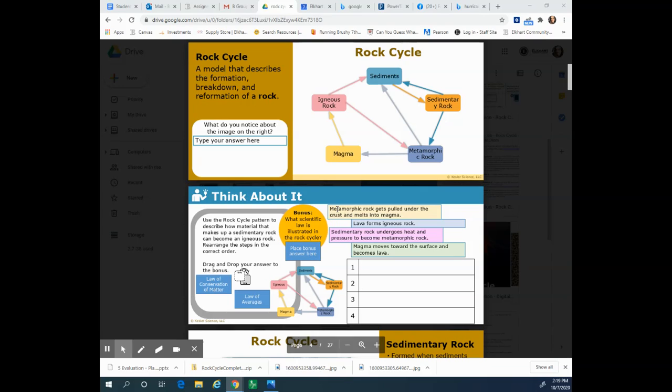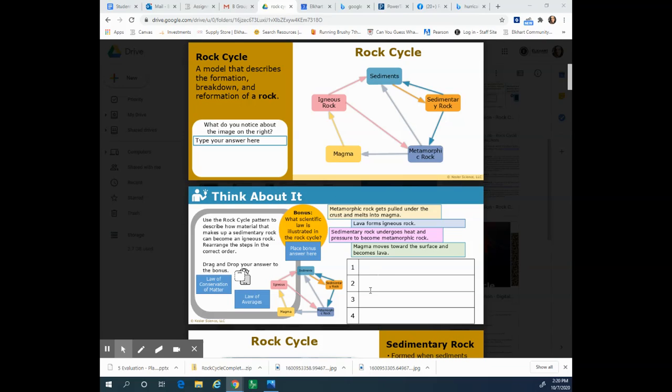So, what is first? Metamorphic rock gets pulled underneath the crust and melts into magma. Lava forms igneous rock. Sedimentary rock undergoes heat and pressure to become metamorphic rock. Our magma moves toward the surface and becomes lava. 1, 2, 3, or 4 goes in step number 1.